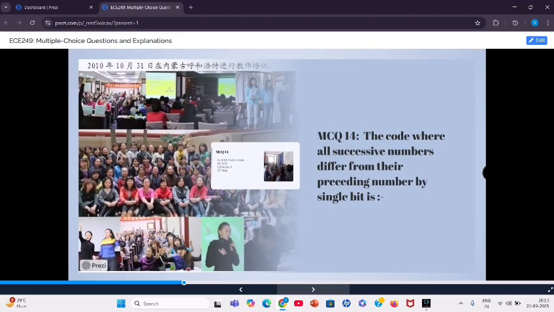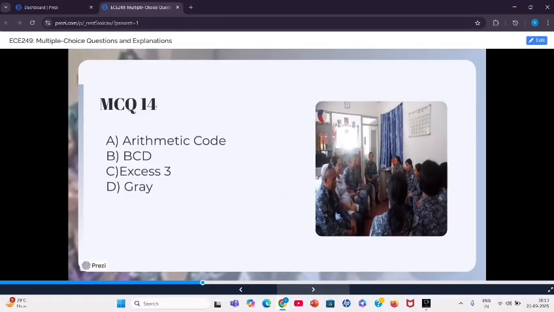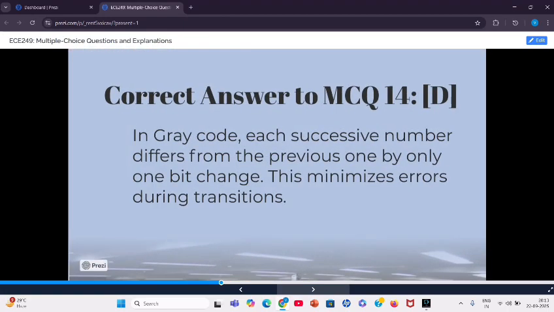Question number 14. The code where all successive numbers differ from their preceding number by a single bit. Options: option A, arithmetic code; option B, BCD; option C, excess-3 code; option D, gray code. I hope you all have guessed the answer. So the correct answer is option D, gray code.